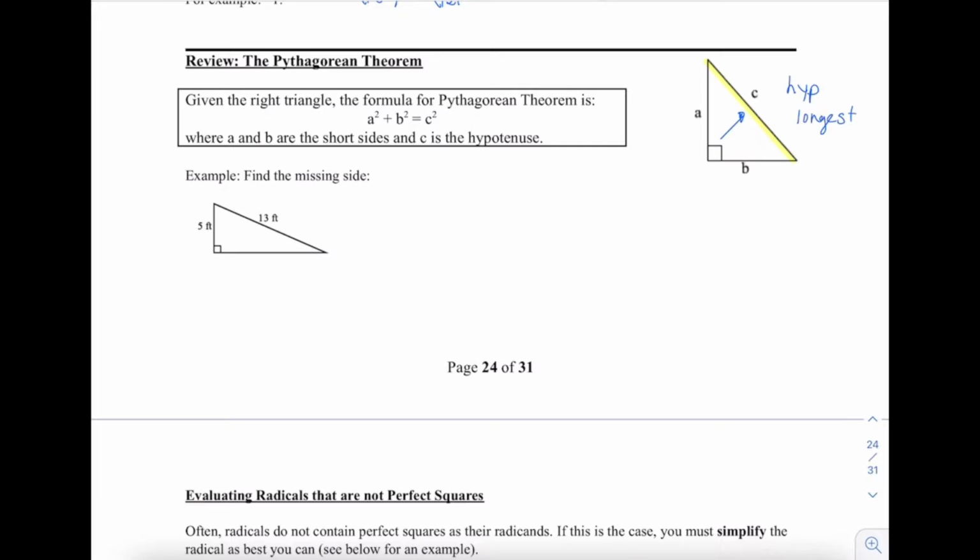Sometimes we call the other two sides, A and B, the legs of a triangle, okay? And the two legs are always shorter than the hypotenuse. Sometimes the legs are equal length, but more often one is longer than the other. So one way to remember the Pythagorean theorem is that a squared plus b squared equals c squared, which we all know. In the Pythagorean theorem, we have the legs on one side of the equal sign and the hypotenuse on the other side.